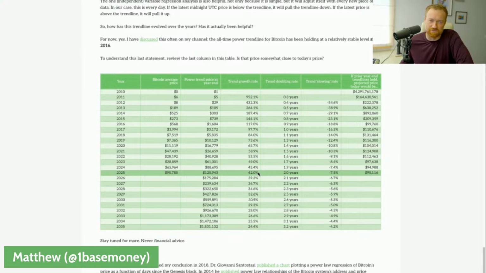Not 10 times better than gold. If you did gold price, it's probably 6, 7, 8 times better than gold returns. All right, so that's how it works. That's how the power curve works.